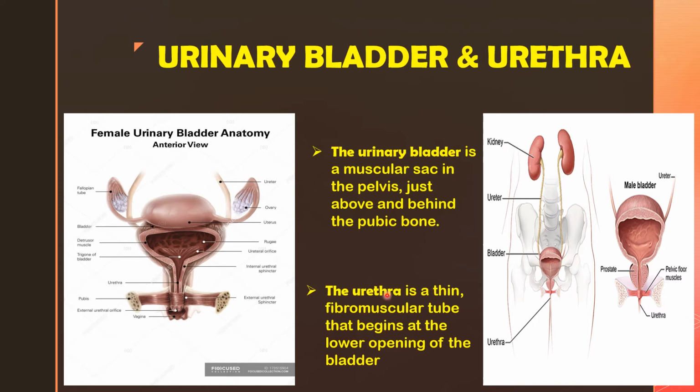Now the urethra. The urethra is a thin fibromuscular tube. That means fiber is also present as well as muscle. So a fibromuscular tube that begins at the lower opening of the bladder. So this is the urethra for female and this is the urethra for male. Now the sphincter muscles present in the urethra control the opening and regulate the flow of urine. These muscles relax to release urine out of the body. The process of expulsion of urine to the exterior is called urination or micturition.